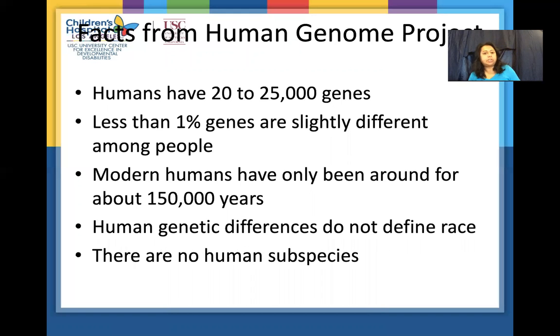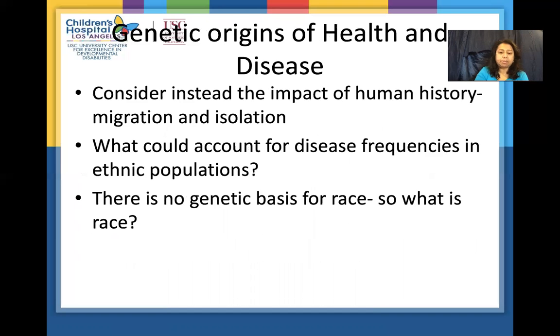Other things that I want you to keep in mind as we're exploring different sorts of genetic conditions is that overall, again, our sequence of DNA only codes for about 25,000 genes, but less than 1% of these genes are slightly different among people. So you very likely have a very similar chromosome sequence to the person next to you, even if they're not related to you. Modern humans have only been around for about 150,000 years, so we don't really have any genetic differences that define race. There's no such thing as a human subspecies.